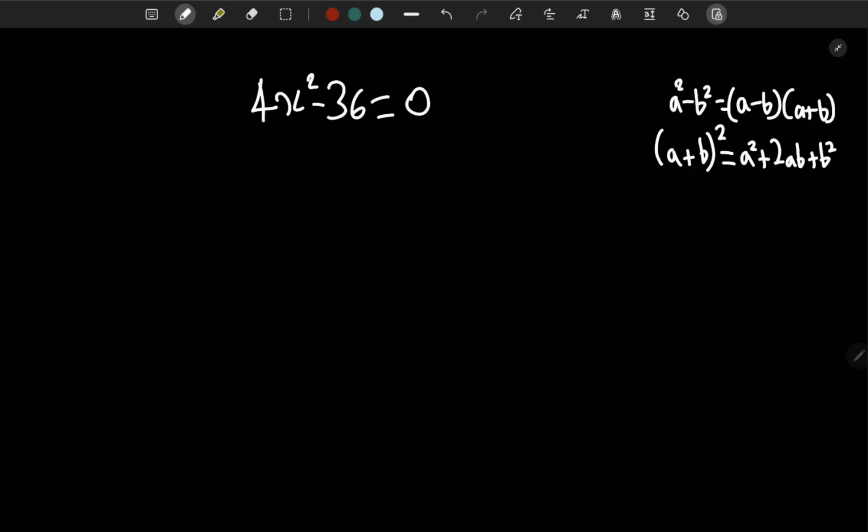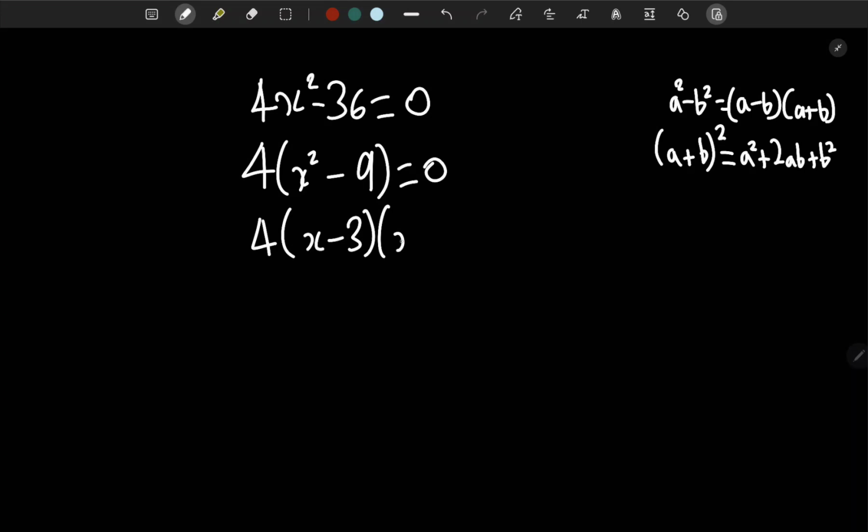Let's move on to the next question. Here we have 4x² − 36 = 0, and we notice that we cannot use the formula right away. So another thing we can do is factor the 4 outside. It will be 4(x² − 9), since 36 divided by 4 is 9, equal to 0. Now you can see that this is a difference of perfect squares. So it will be 4(x − 3)(x + 3) = 0. Now you can equate the brackets to 0, so x is either 3 or negative 3.